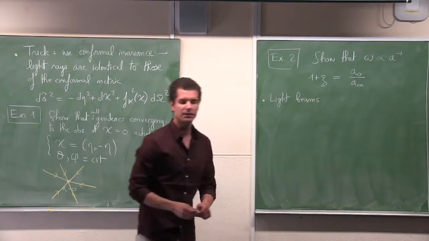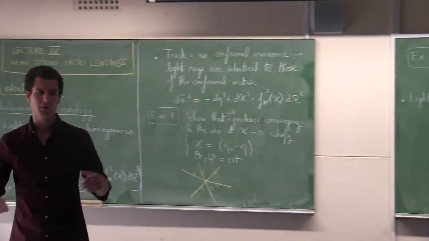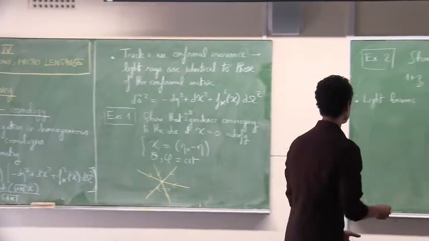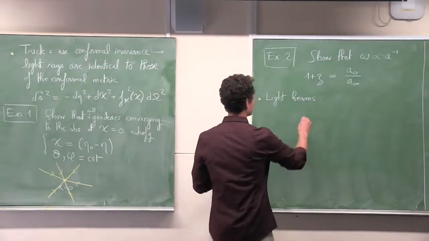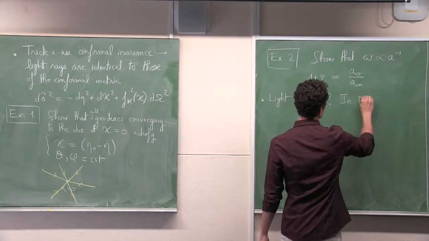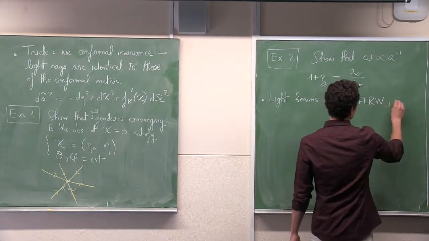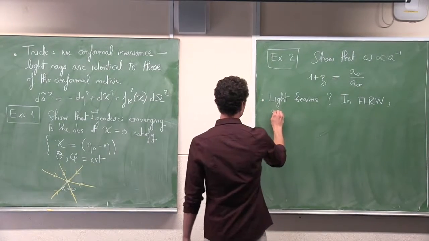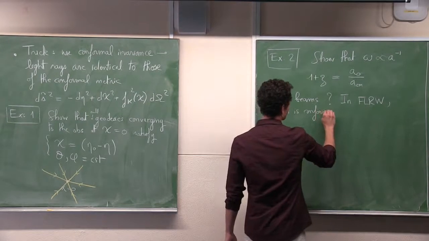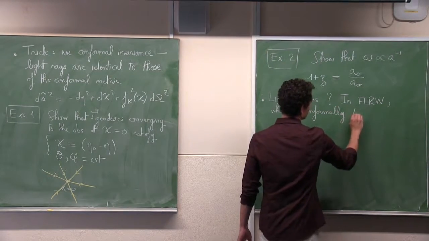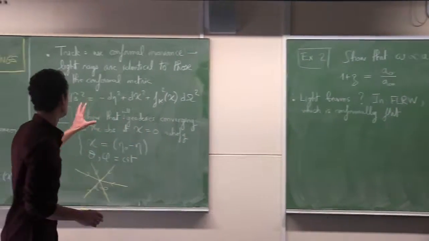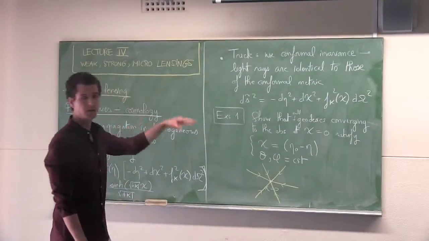So I'd like to connect that to what we have said before, and in particular when we had this discussion about Ricci versus Weyl lensing. So the thing is that in FLRW, which is conformally flat, that means there is a conformal transformation that can transform the FLRW metric to the Minkowski metric.